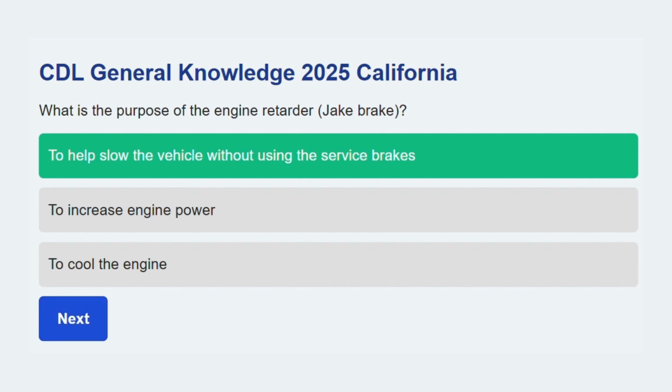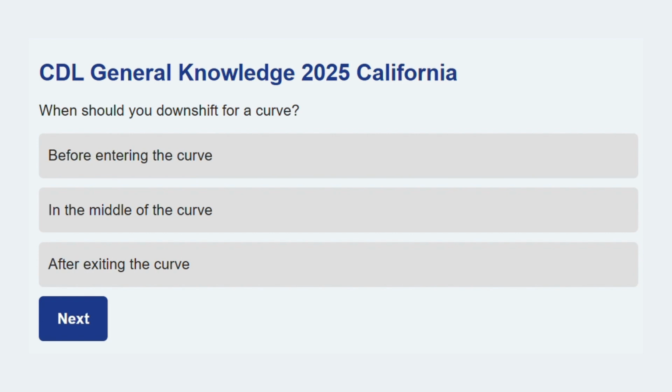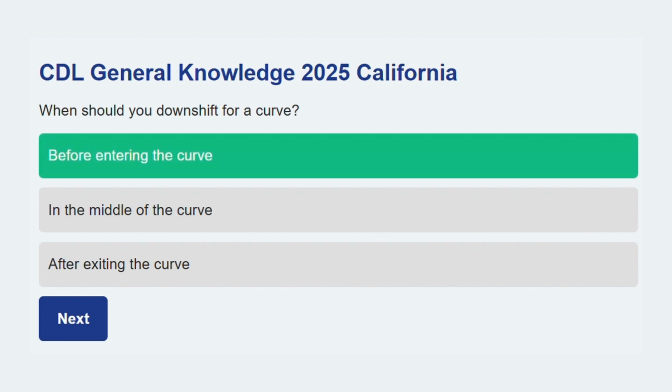Up next, when should you downshift for a curve? Before entering the curve. Shifting in advance maintains control and avoids sudden braking.